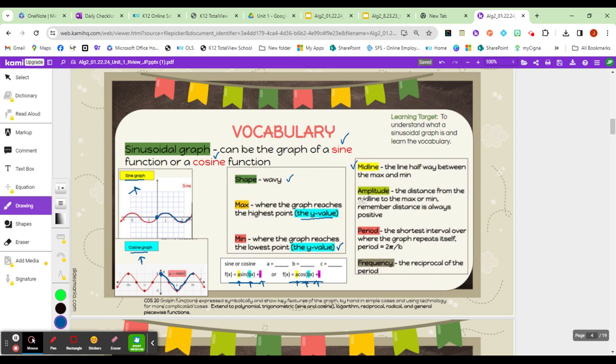The midline is the line that goes halfway between your max and your min. Your amplitude is the distance from the midline to the max or the min. Your amplitude must always be positive. Your period is the shortest interval over which the graph repeats itself. There is an important formula for period. It's 2π divided by B. We'll use that several times. And then we know that the frequency is the reciprocal of the period. So for instance, if the period was 2/3, then the frequency would be 3/2. So we would just flip that over.